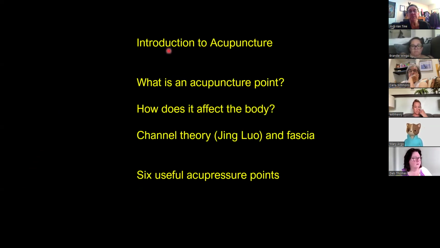So this again, we just did an introduction to acupuncture this time. We looked at what is an acupuncture point, how it affects the body, had a brief look at the channel theory and fascia, and then we looked at 6 useful acupressure points. And again, this was just an introduction, but I wanted to kind of dip our toes into acupuncture because it is part of Chinese medicine, in addition to food therapy and Qigong and Tai Chi and Tuina massage.